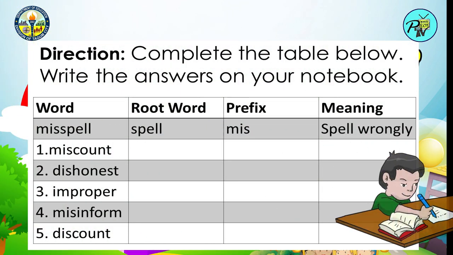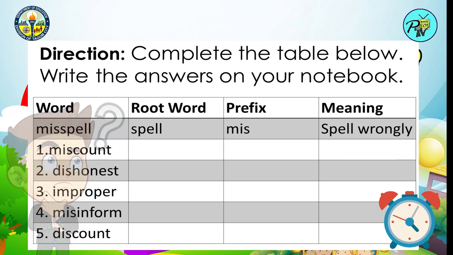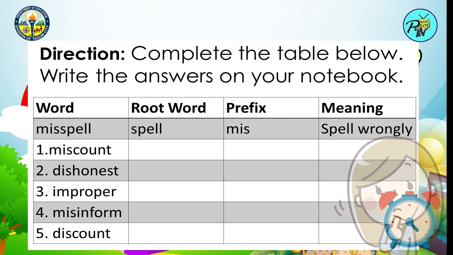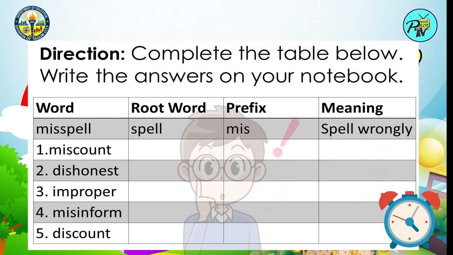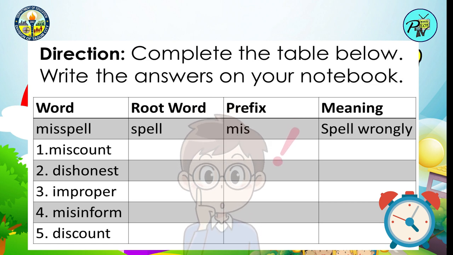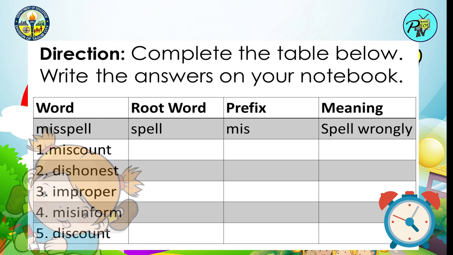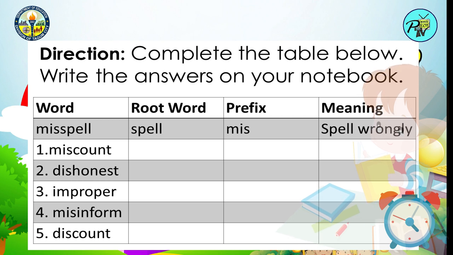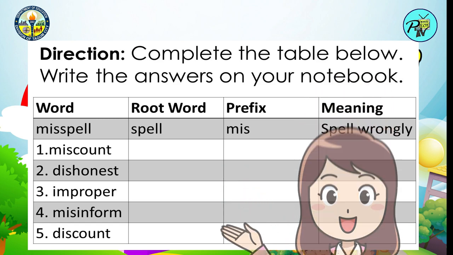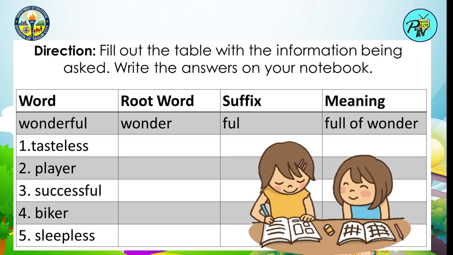Direction: Complete the table below. Write the answers in your notebook. The first one is done for you. Activity B. Direction: Fill out the table with the information being asked. Write the answers in your notebook. The first one is done for you.